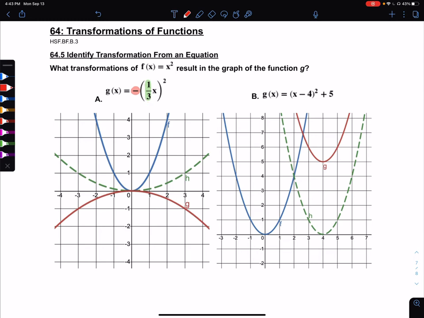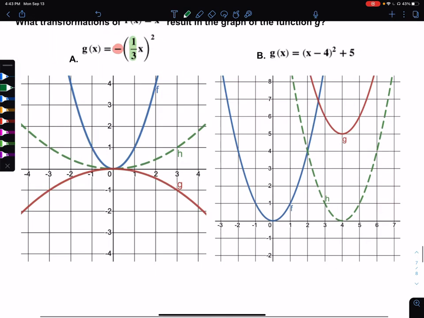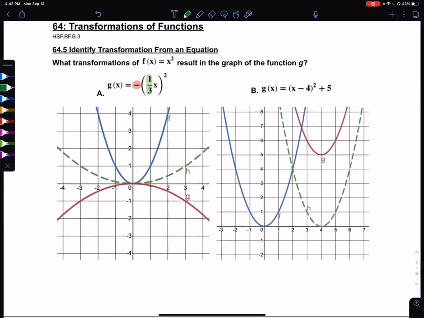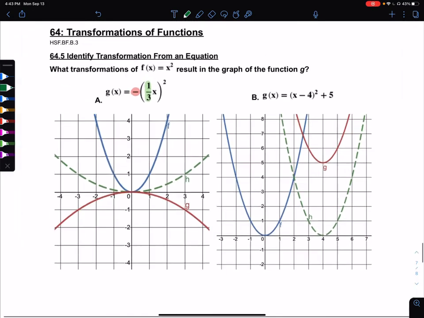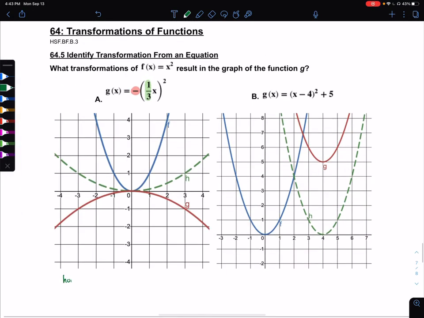So let's write that down. I'll write that in green, keep everything color coded like I like to. We have a horizontal stretch by a factor of, since we're using that 1/3, that would be our stretch. So horizontal stretch by a factor of 1/3.